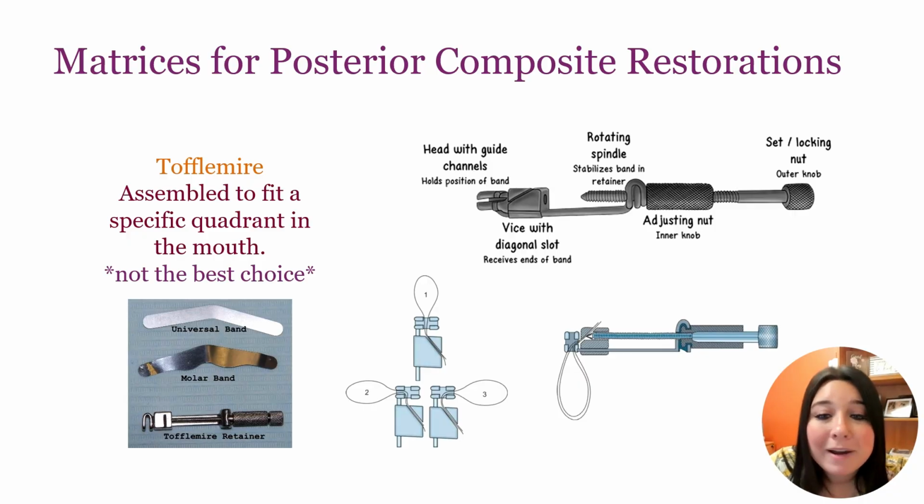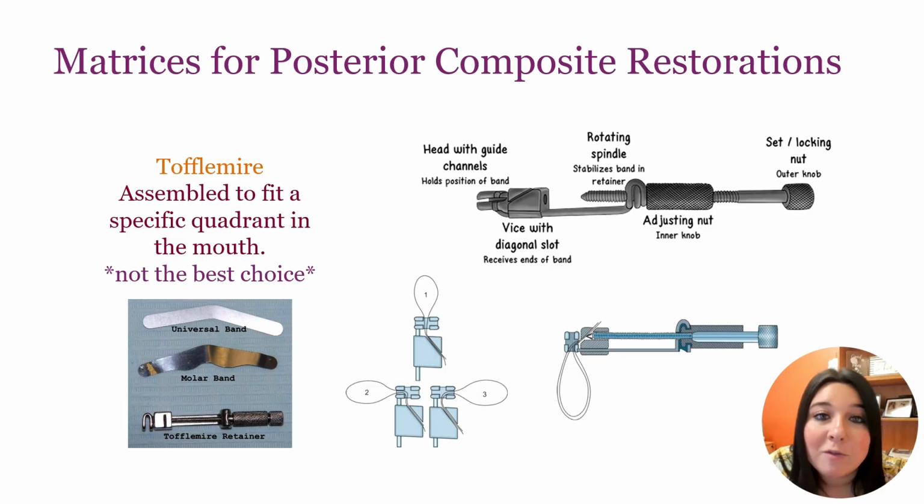Tofflemires are beneficial if there is not an adjacent tooth. That may be the only time that I might use one, but there also are automatrixes. So I'd probably lean towards an automatrix instead of a Tofflemire if there's not a tooth behind or in front of the tooth that we're working on.